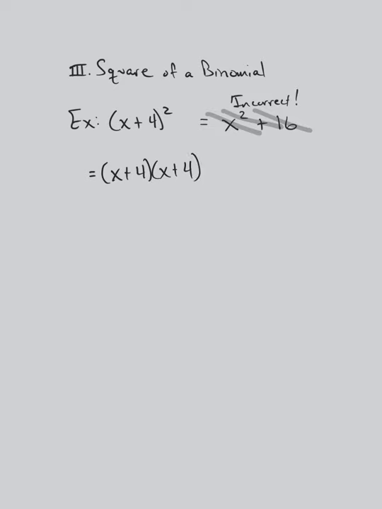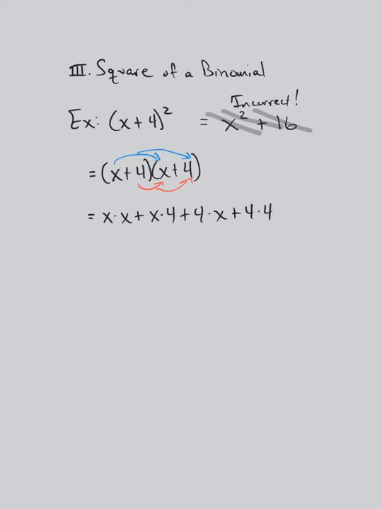Okay, and now we just have a binomial times a binomial, so I'll distribute that x over these two terms, and then I'll distribute the 4 over those two terms, all right? And so I get x times x plus x times 4 plus 4 times x plus 4 times 4. Okay, hopefully I didn't skip too much, but here I'm distributing the x, so x times x, and then x times 4, and then 4 times x, and then 4 times 4.